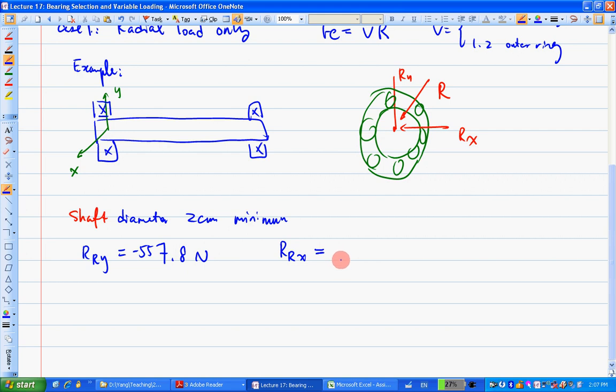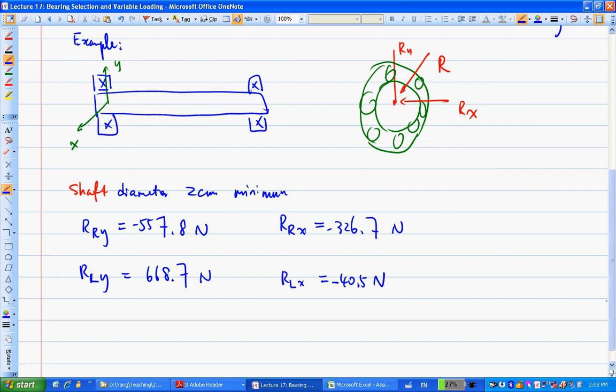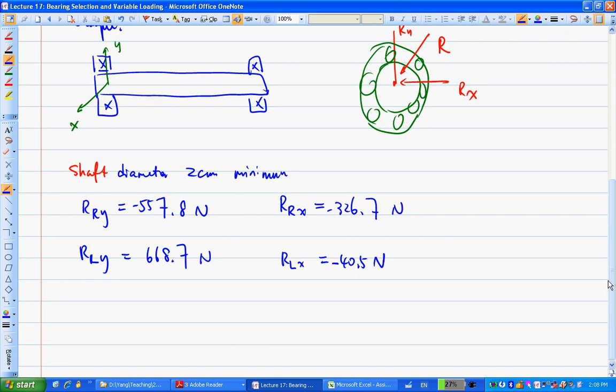RX on the right side is 326.7. RLY is 668.7. RLX is negative 40.5 newton. The negative indicates it's pointing in the opposite direction of the coordinate system. So here are the given conditions.